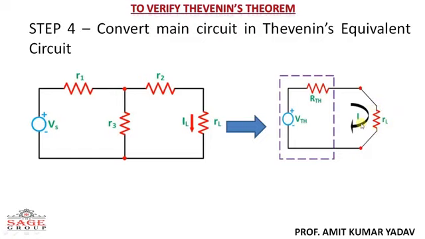Now what is the value of I here? Here I is your load current, IL. The load current is calculated using this formula: IL equals VTH upon RTH plus RL. So this is the main formula of the Thevenin theorem, through which you can calculate the load current.